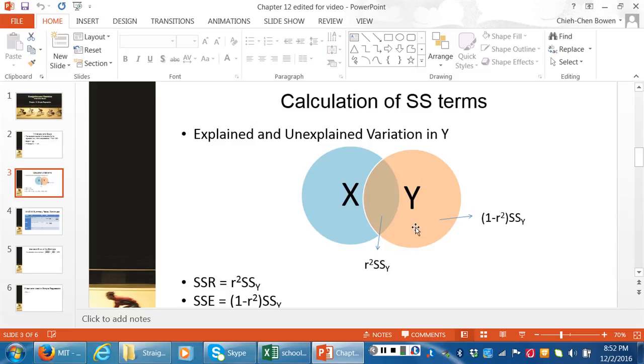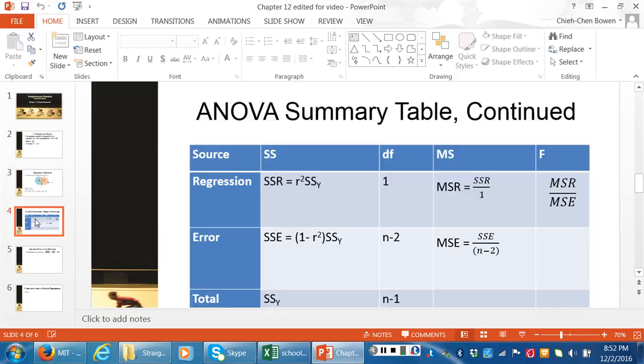And the part of the variance of y that's not overlapping with x is called SSE, sum of squares due to error. It's calculated by 1 minus r squared times sum of squares of y. And then you put all the numbers into the ANOVA summary table. First, you have the sum of squares due to regression and sum of squares due to error. And then you find the degrees of freedom due to regression. Degrees of freedom due to error is n minus 2 here.